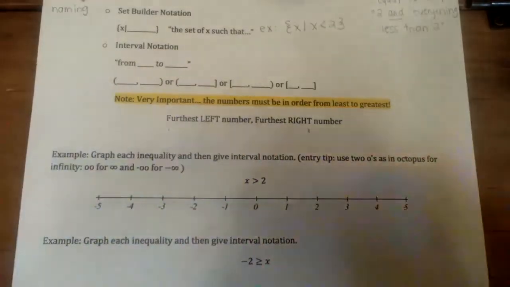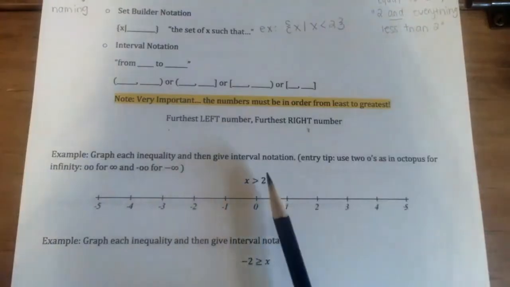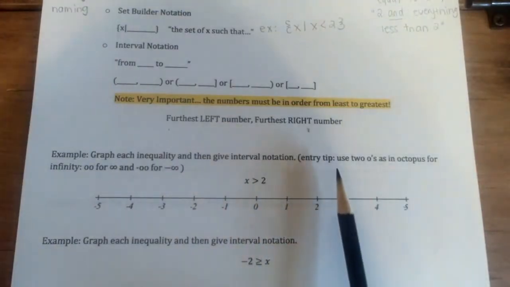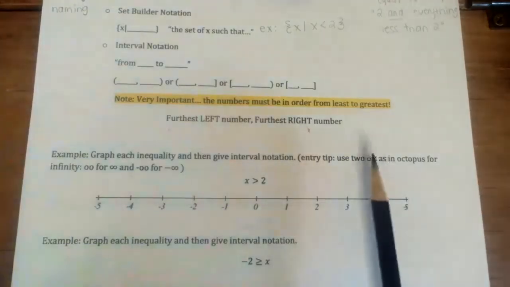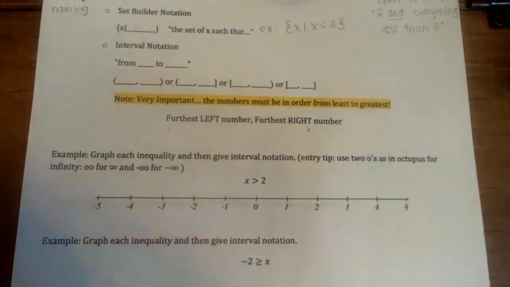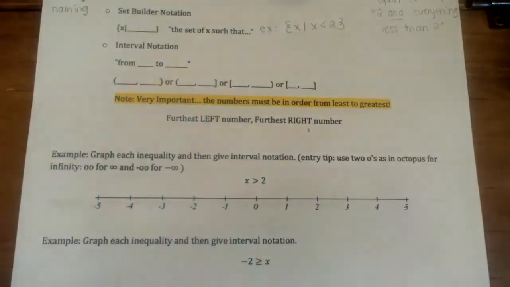It says, for example, graph the inequality and then give interval notation. And this is for your homework: for entry tip, use two O's as an octopus, so the letter O for the infinity symbol and for negative infinity. That's how you put it into your homework. Just use two letter O's and it will make the infinity symbol for you.